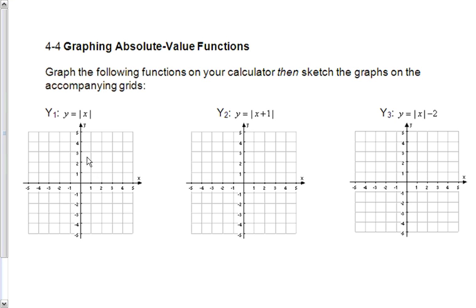Just plug in points. If I plug in 1, what's the absolute value of 1? Well, it's 1. Plug in 2, the absolute value of 2 is 2. The absolute value of 3 is 3. So on and so forth. The right side continues on this pattern. It looks like a line.